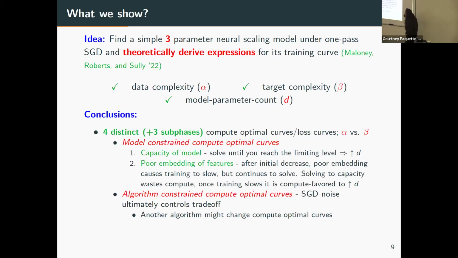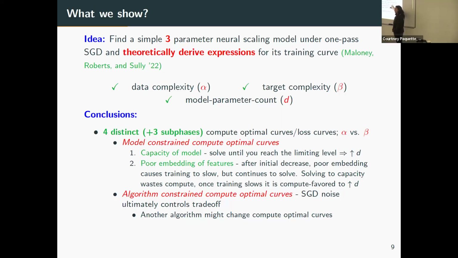And what we're going to show is that there are going to be 4 distinct phases. So there are 4 different things which can influence the loss curves, 4 different distinct compute optimal curves that you get, the shape that you can get. And they're going to depend on how the data complexity and target complexity are related to each other. We saw 2 of these, and they're going to be influenced by 3 things. 2 of them we saw. Capacity of the model. Poor feature embeddings, that's what I was describing.